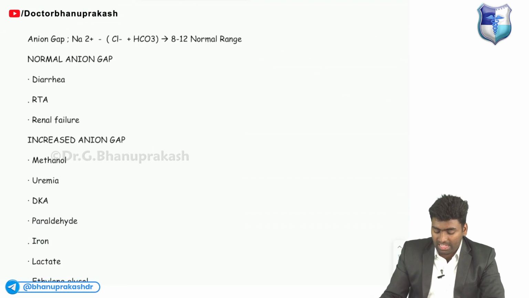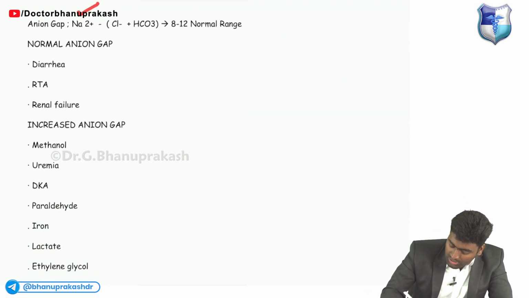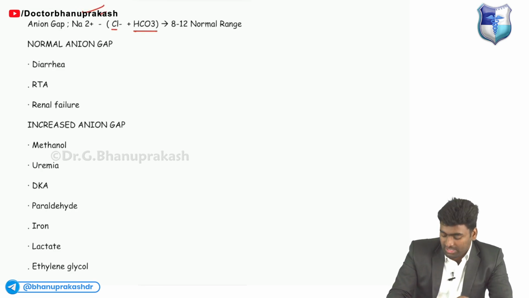And the final part is the anion gap. Usually we measure the anion gap with the formula: sodium minus chloride and bicarbonate. Sodium minus chloride and bicarbonate.